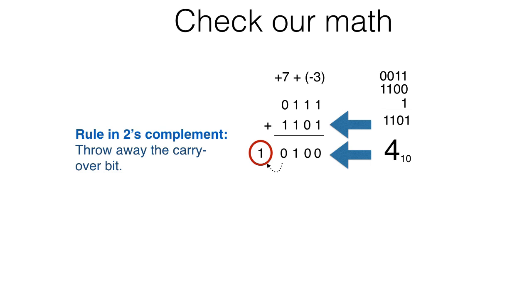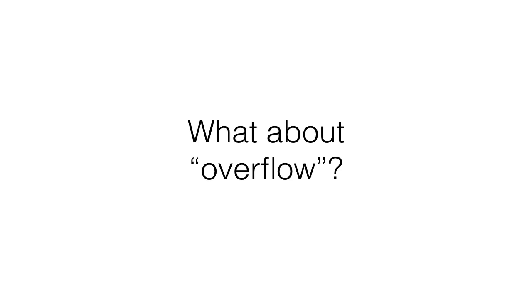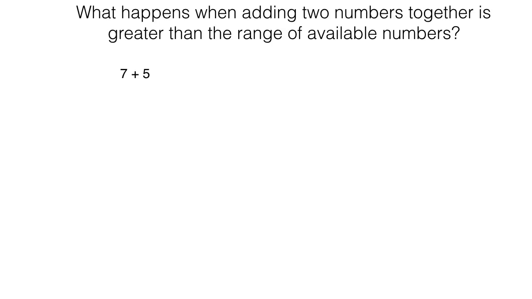So our number system is pretty limited, isn't it? When we try to add numbers together, there are situations where we're going to get an overflow. So what about the overflow? Let me explain overflow to you first. What happens when you add two numbers together and they're greater than the range of available numbers? Both of these numbers, a 7 and a 5, are within the range of positive numbers, because we go from 0 to 7 for positive numbers. So here's a 7, here's a 5.